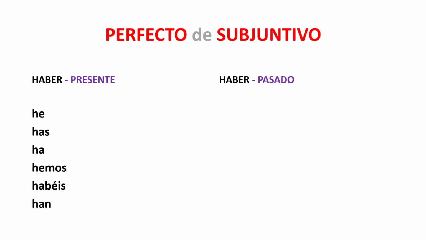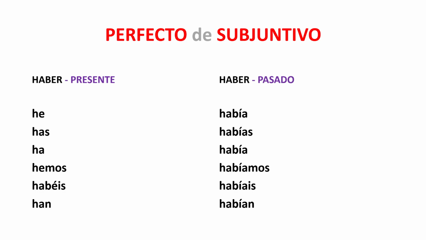He, has, ha, hemos, habéis, han is I have, you have, she has, we have, y'all have, and they have. Haber in the past tense is había, habías, había, habíamos, habíais, and habían. I had, you had, he had, we had, y'all had, and they had. Let's look at how the present perfect is used in the indicative.